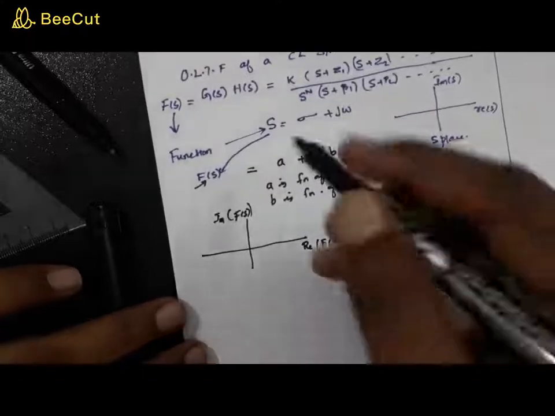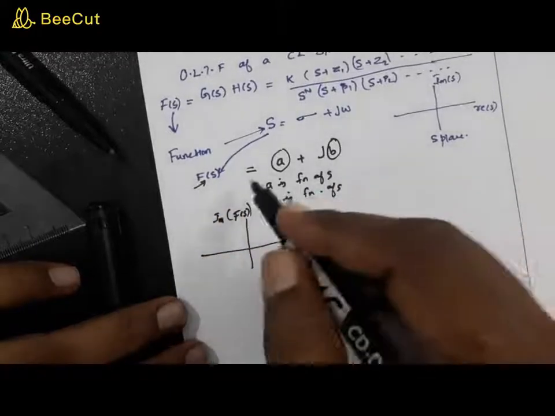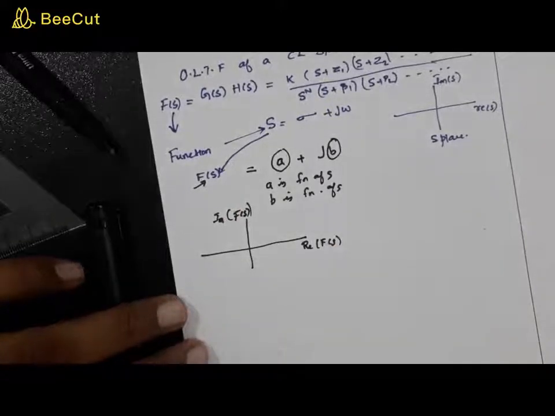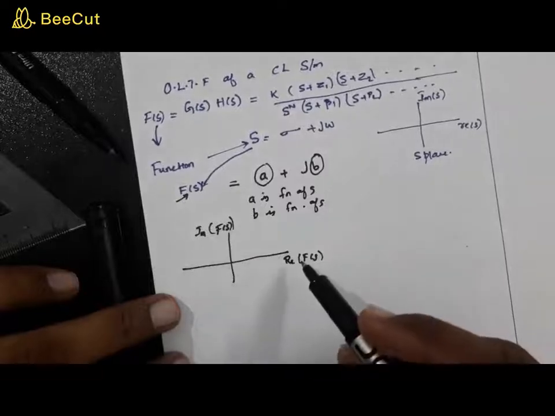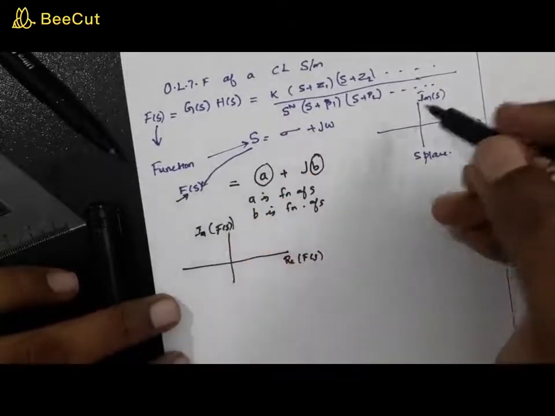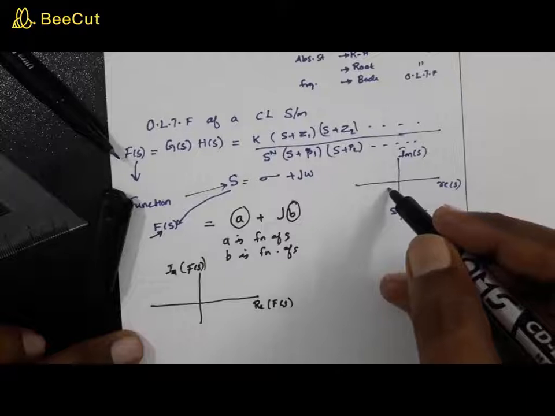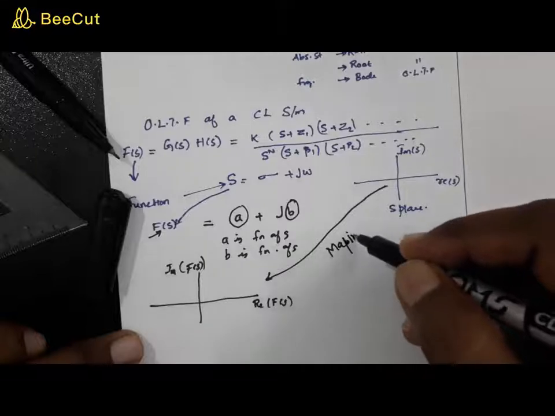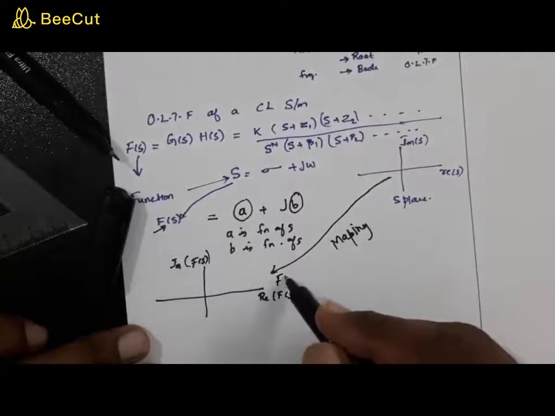Okay, to plot this a and this b, you need another graph which is f of s, where a is the real part of f of s and b is the imaginary part of f of s. So what are you actually plotting? You are plotting this f of s with respect to some of the points in the s plane. So in a sense, you are mapping the s plane into another plane called f of s.